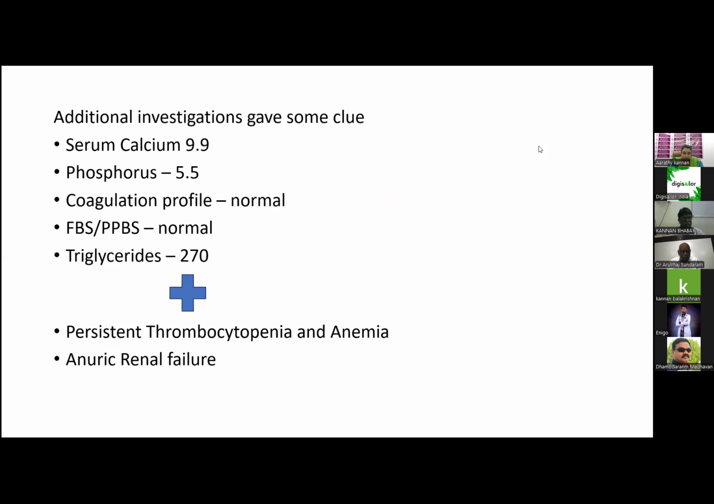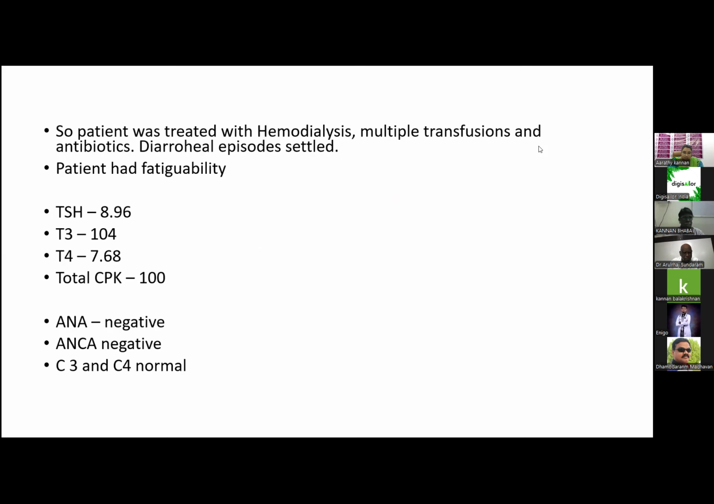And we continued with the investigations. The serum calcium is 10.9, the range being 9 to 10.9, so somewhat it is higher. The phosphorus is also higher. The coagulation profile is normal. And so we are dealing with a patient with persistent thrombocytopenia and anemia with anuric renal failure. Next slide.